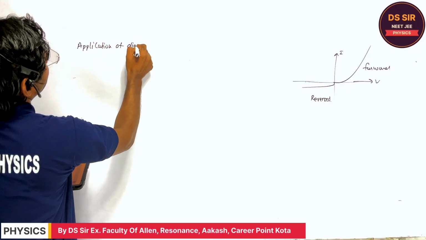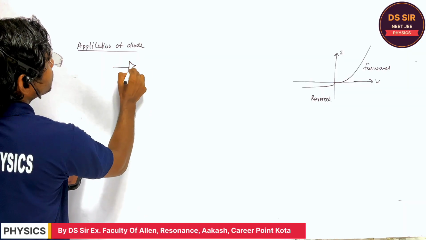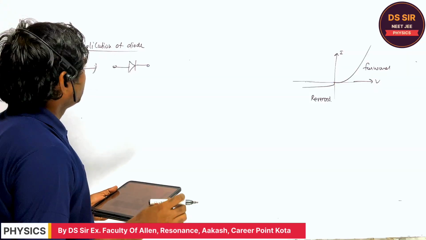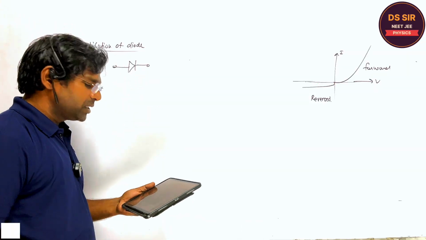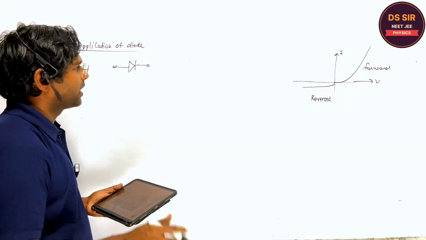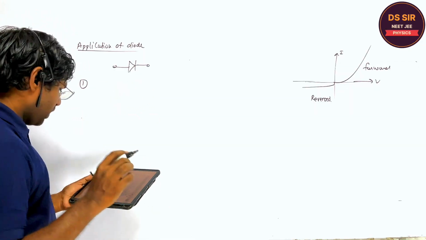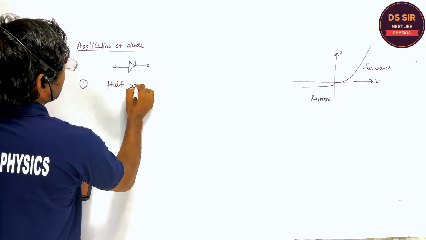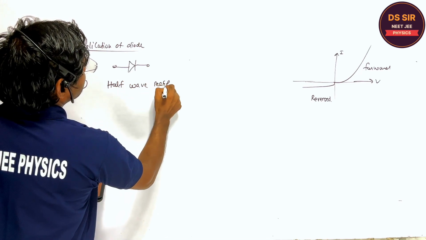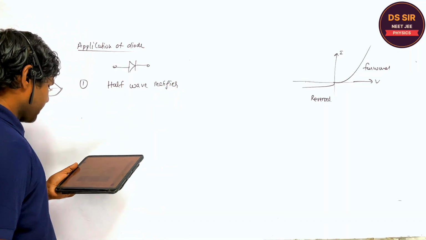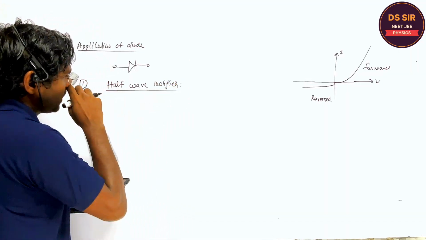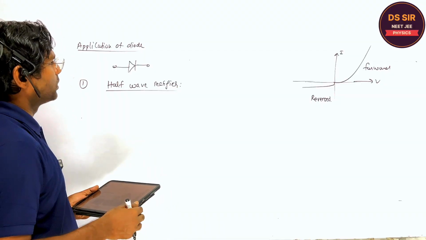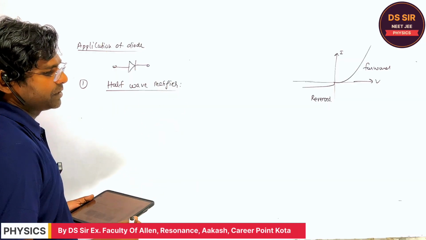Application of diode. So what is the diode? The symbol of the diode is this, and the unbiased PN junction is called the diode. So what is the application of this PN junction diode? We have to see. A very good example of this PN junction diode is the half wave rectifier. What is the half wave rectifier? The half wave rectifier is the combination of the diode, which converts AC to DC, right?